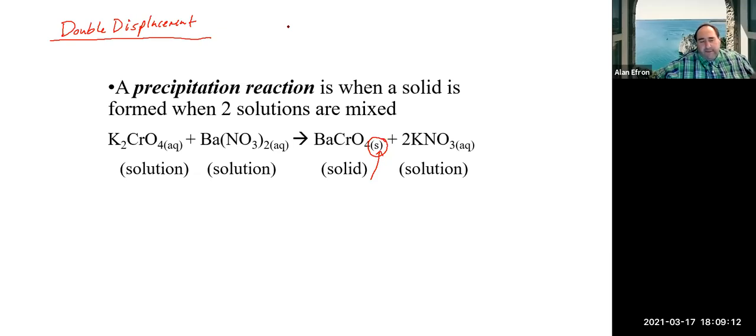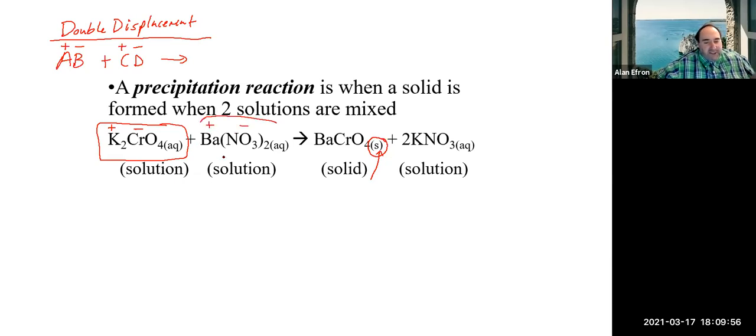So the double displacement has a general formula of AB plus CD. Just looking at this general arrangement, this is much different than our synthesis, our decomposition, and our single replacement. What's important about this is these are 2 ionic compounds, a positive negative guy and a positive and negative guy. When you look on the left-hand side of the arrow, just like we see here, this is a positive negative guy. That's potassium ion and chromate. That's barium ion and nitrate, a positive negative guy.